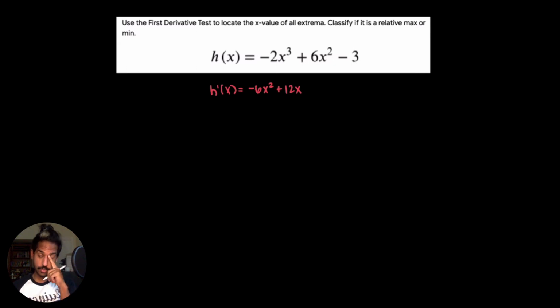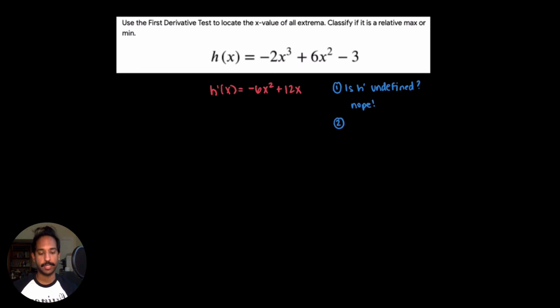Now, what do we need to do? We need to test for two locations. The first location is, is there any place where the derivative is undefined? Is h prime undefined? And the answer to that is no. There's no value that's going to make this thing undefined. There's no fractions, there's no square roots, there's no logs, so we're good to go. Nope.